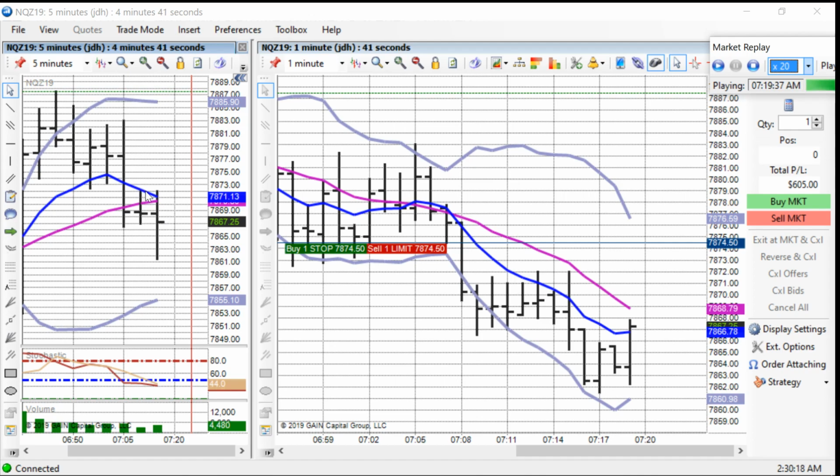So right here we're seeing conflicting information. We're seeing a crossover to the downside. If I'm going to trade the crossover long here, I want to see some indications in the 5-minute chart. We'll look to this as guidance to see what's going on there. At the same time, we're looking at a crossover here.